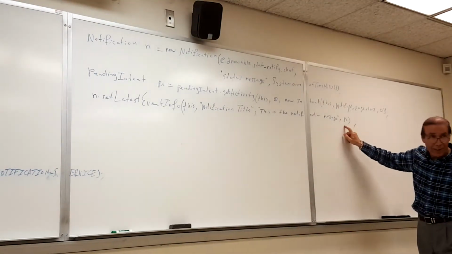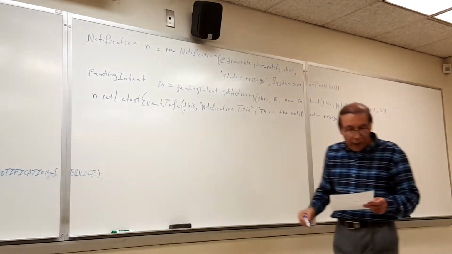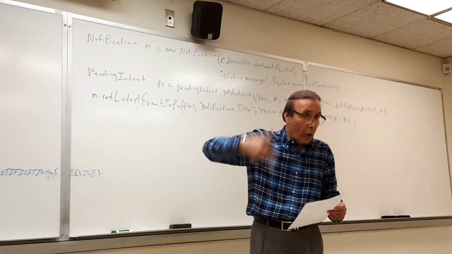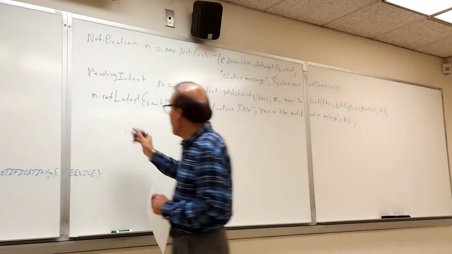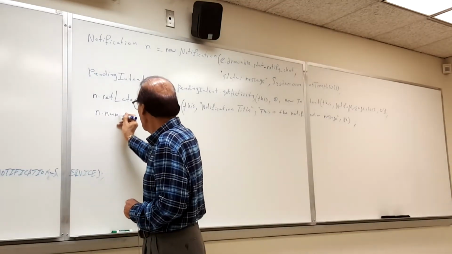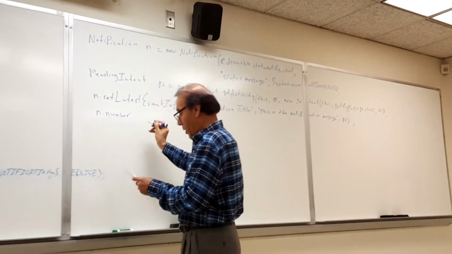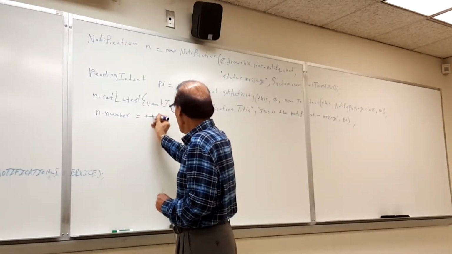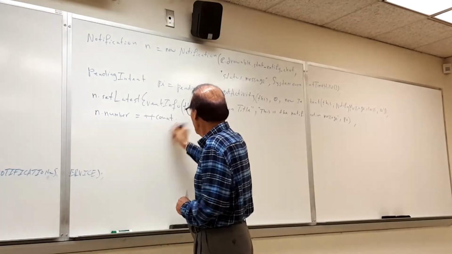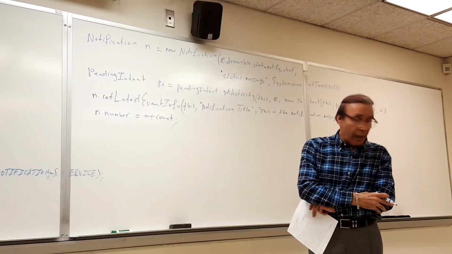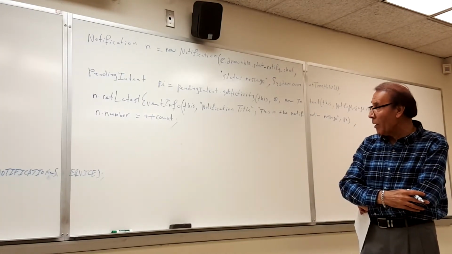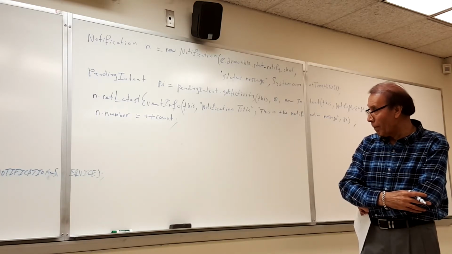Because it has this. Now, let's increment the counter, because you want to notify more than one time, so the counter should show you how many times. n dot number equal plus plus count, right? You are incrementing the counter and putting it into the n dot number field of our notification, okay?